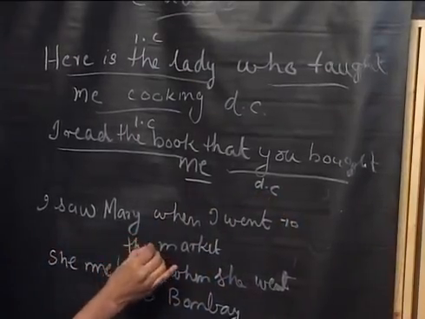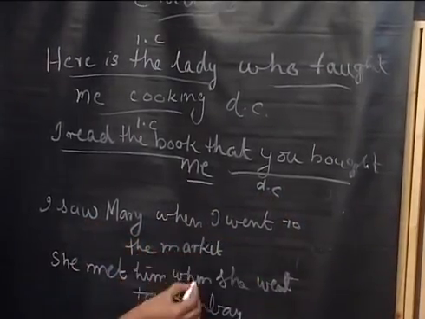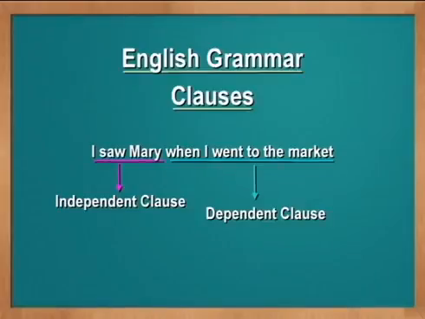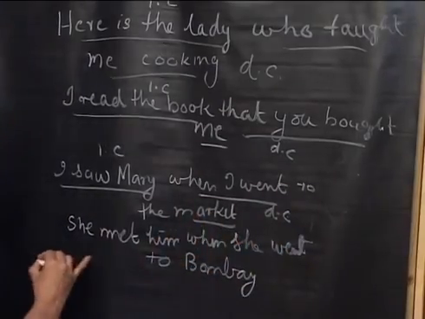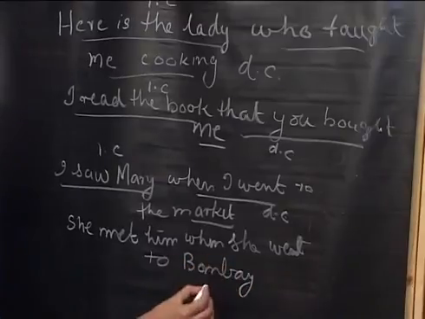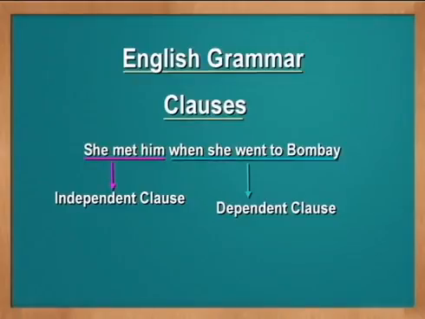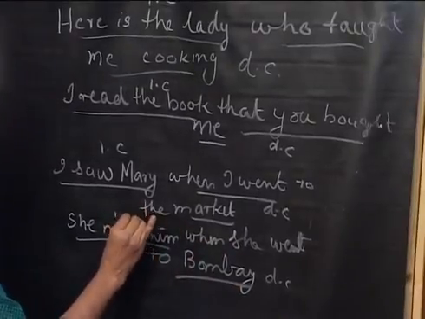I saw Mary when I went to the market. "I saw Mary" is the independent clause. "When I went to the market" is the dependent clause. She met him when she went to Bombay. "She met him" is the independent clause. "When she went to Bombay" is the dependent clause.